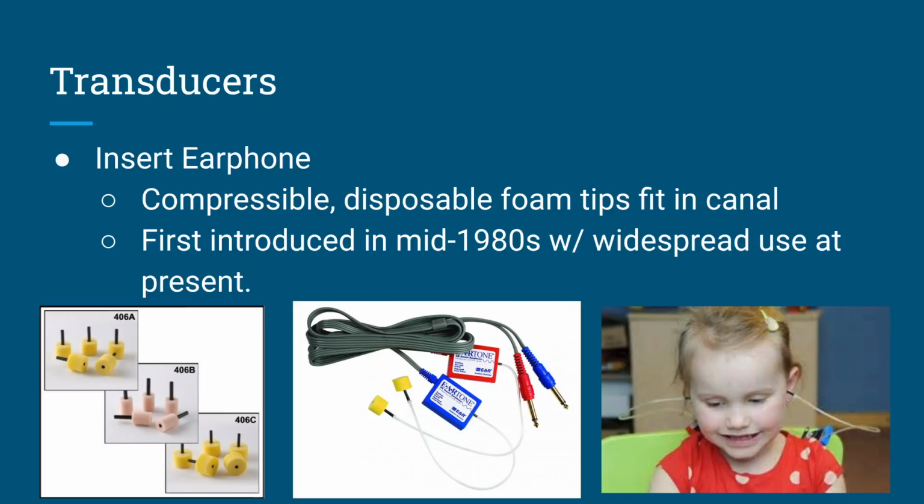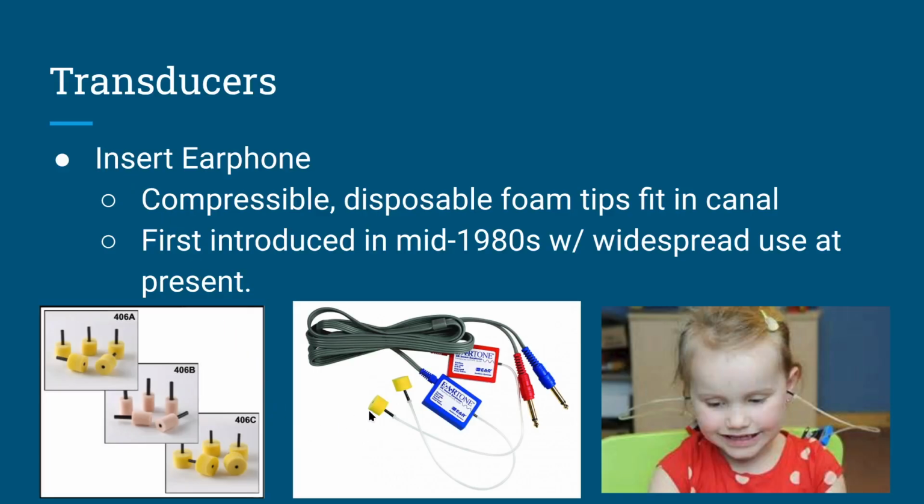These were a huge innovation because of the problem with collapsing ear canals with supraoral earphones. Supraoral earphones would cause collapsing canals in the elderly population in up to about a third of patients. You can see pictures of the insert earphones in the bottom left corner here: 406A, which is a standard adult-sized earphone, 406B, which is the pediatric earphone, and 406C, which is an extra large insert for someone who has surgically altered ear canals.